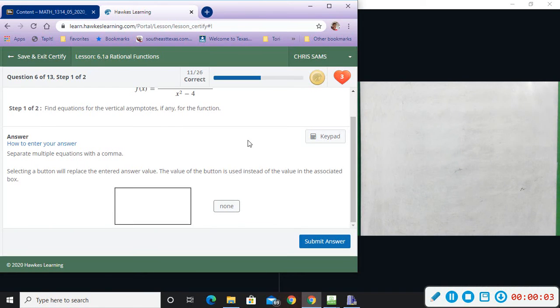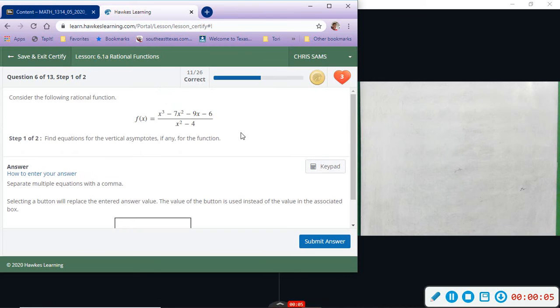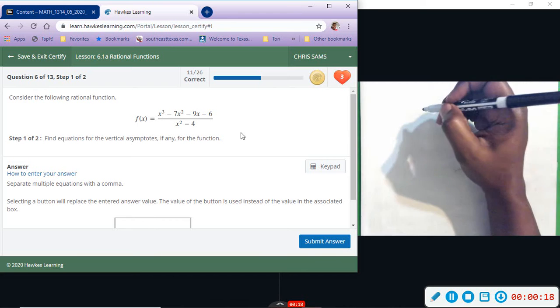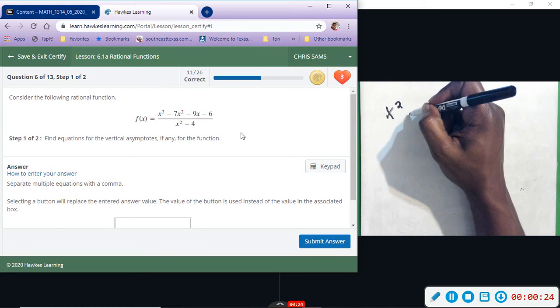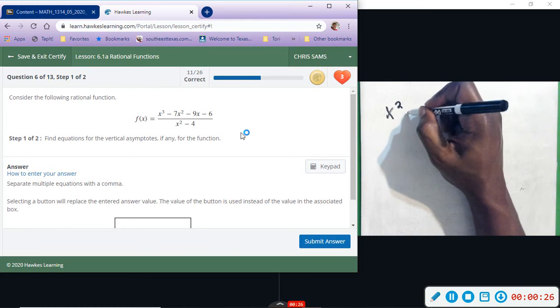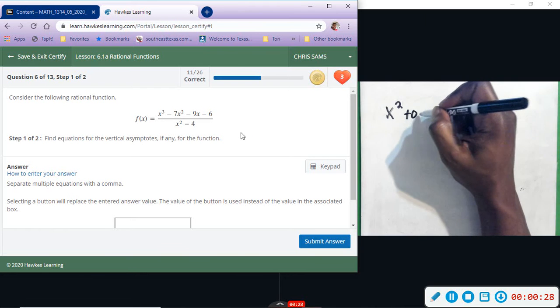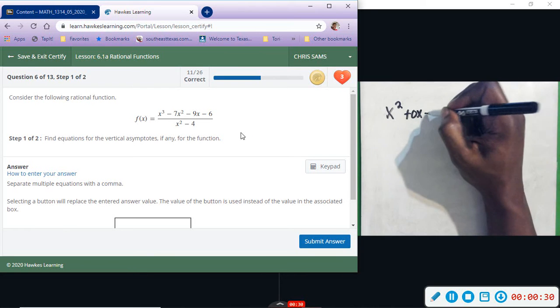Alright, number 6. Again, notice we have the degree of the top is exactly one more than the bottom. So I'm going to start out trying to find my oblique asymptote. So I'm going to start out with x squared. Now I'm missing a term, so I got to put a 0 as a placeholder. So I'm going to say plus 0x and then minus 4.